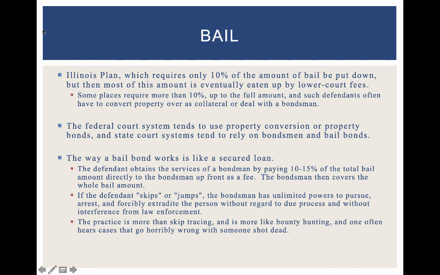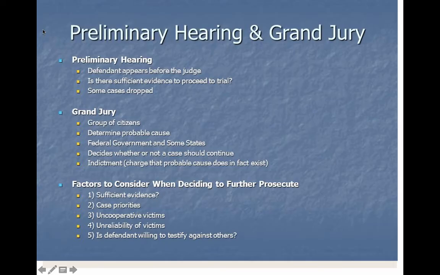We also have an Illinois plan, which requires only 10% of the amount of bail be put down. So what that means is a lot of times you'll hear bail bondsman, which means you'll go to a bondsman and they will put up the whole bail and you only have to put down 10%, but you secure it with something else, such as you own a car, so you put the title to the car, or you take out a second on your home, same thing. Or you'll hear about somebody skipping their bail. That's where a bail bondsman will come get you.